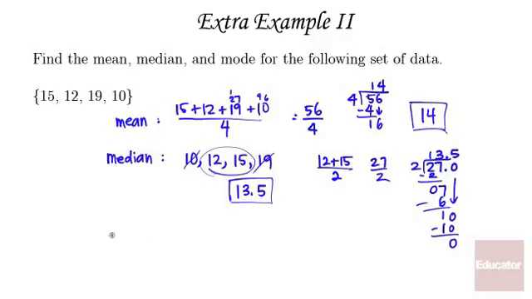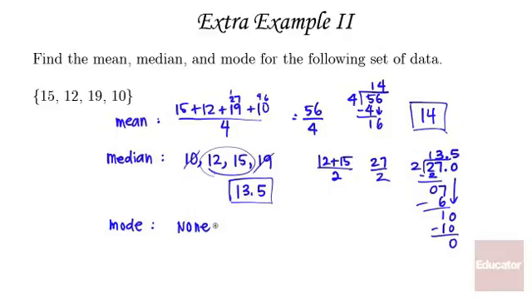And then the last one is mode. The mode is the number that occurs the most. So 15, we only see it once, 12 only once, 19 once, 10 once. So for the mode, we have none. You can just write none.